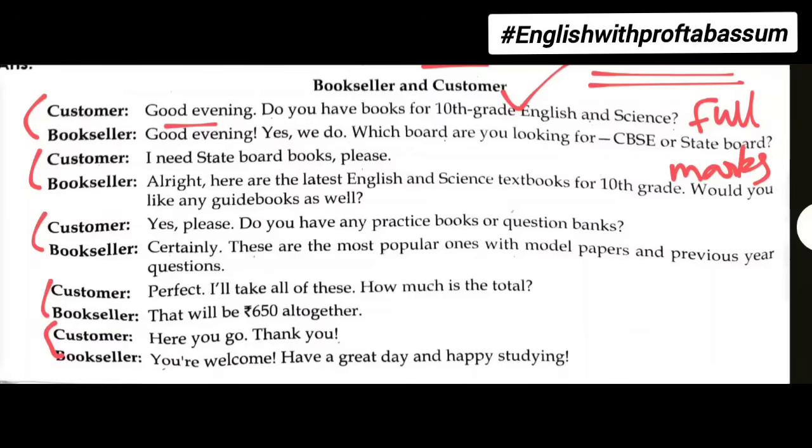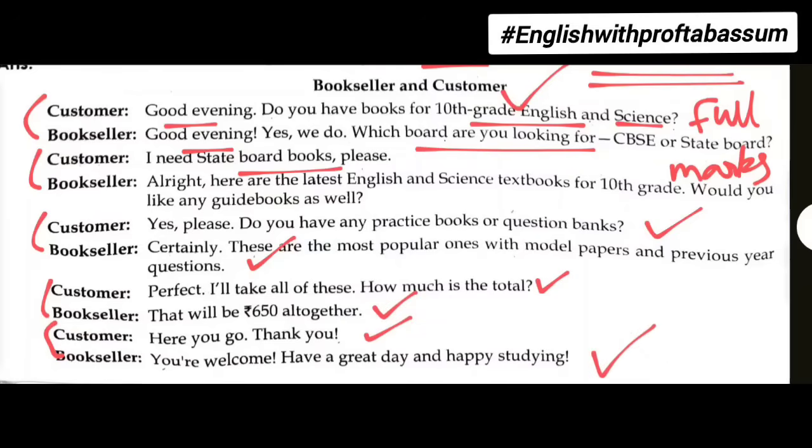So customer goes to a shop and says good evening. Then he asked if 10th class English and science books are available. The bookseller again greets him back good evening. Then he will ask which board, and then the customer will say SSC. Then the bookseller says you want textbooks or you want guidebooks. So in this way you have to write conversation dialogue and make sure if a question is being asked by customer or bookseller, the next should be the reply of that question. You can also talk about the bill. Can you give me the bill?